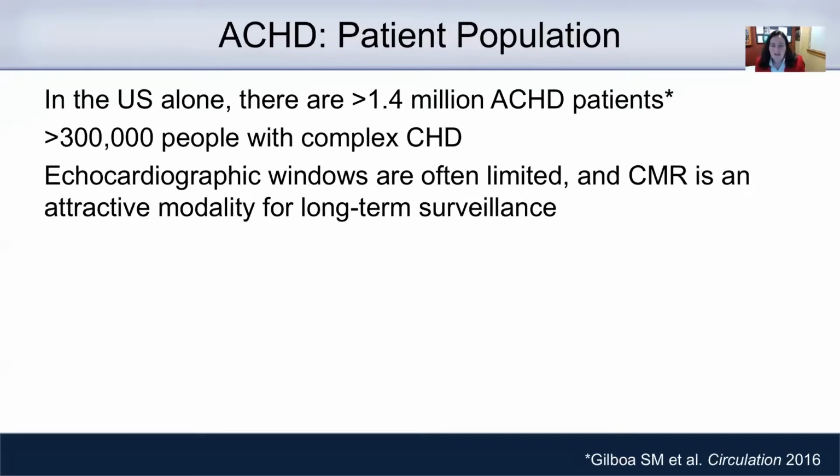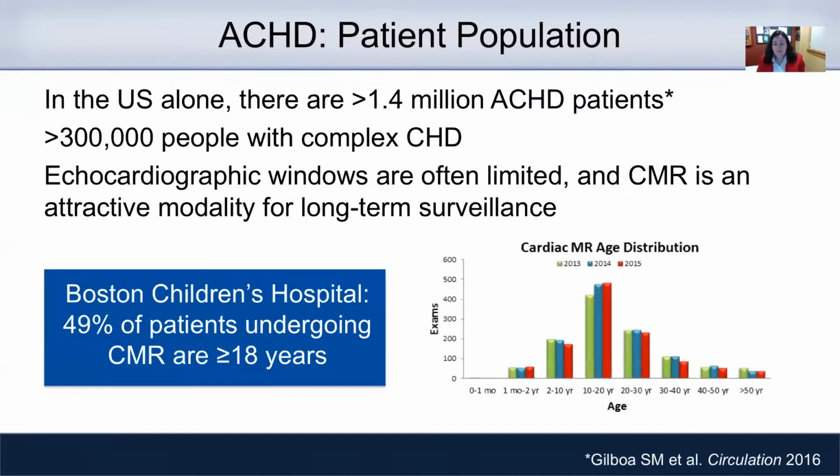It's important to realize that the adult congenital heart disease population is growing fast. In the United States alone, we know that there are more than 1.4 million adults living with congenital heart disease, and more than 300,000 of them have complex forms of congenital heart disease. And as people get older, their echocardiographic windows are often limited. Therefore, MRI is an attractive modality for long-term surveillance.